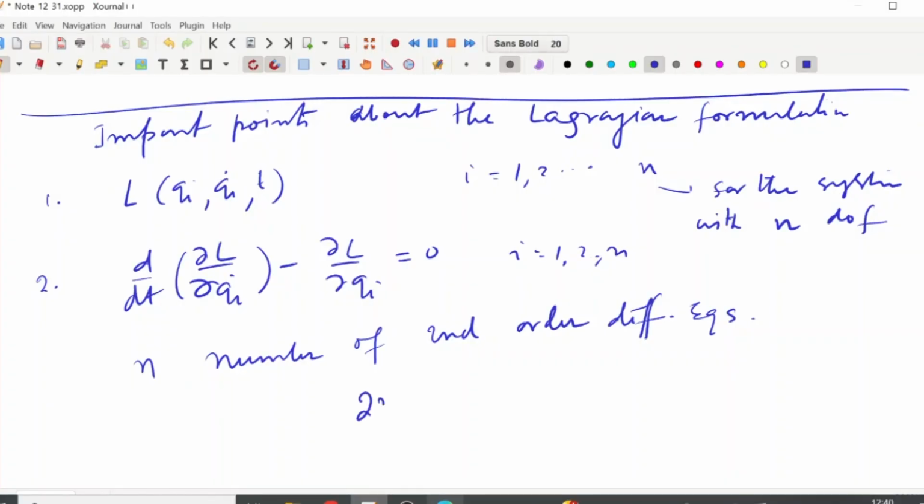So, if you solve n number of second order differential equations, then we need 2n number of initial conditions.